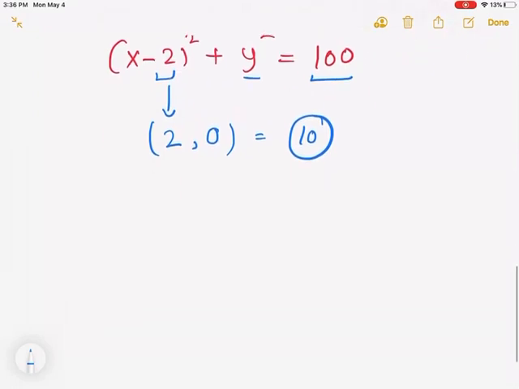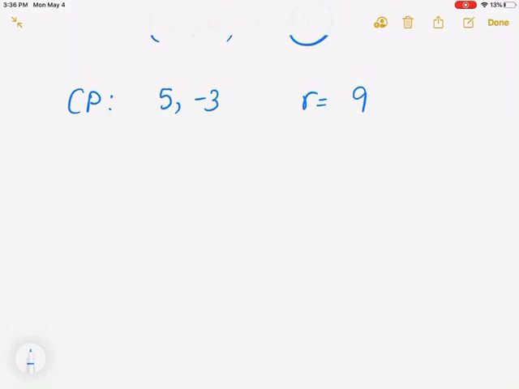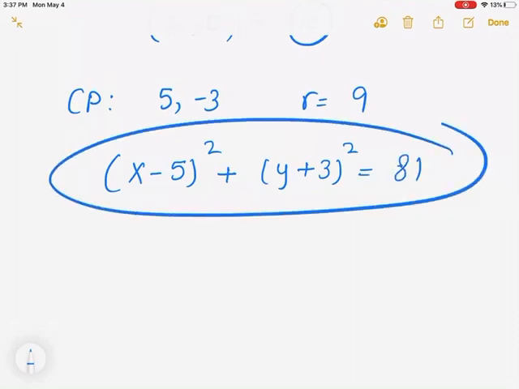Now we are trying to work backwards. If I give you the center point as (5, negative 3) and the radius is 9, how would you write the equation? It's pretty much just putting these numbers in the equation. So I would say (x minus 5) squared. Don't forget, you have to take the opposite: (y plus 3) squared, and the radius squared, so it would be 81. Here you go, that's my equation. Trust me, the circle is the easiest conic section we have.